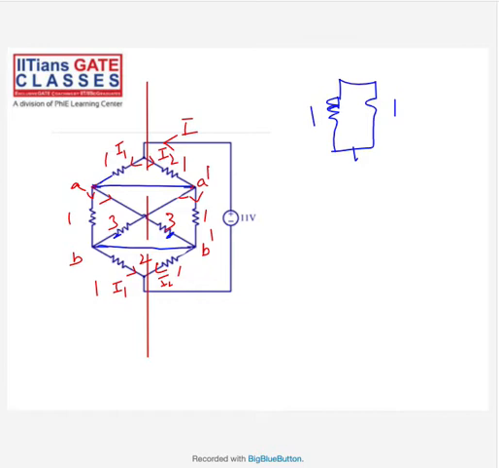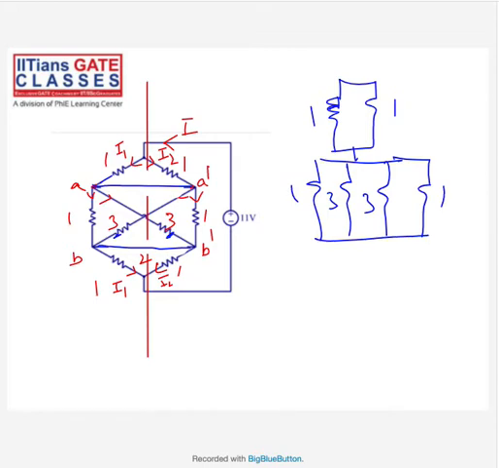Yeah, 1, 3, 1. All are in parallel. All the resistances 1, 3, 3, and 1 are in parallel. This one, this one, this one, and this one. All are in parallel. Again, it is parallel with 1 and 1. So this is the equivalent circuit.